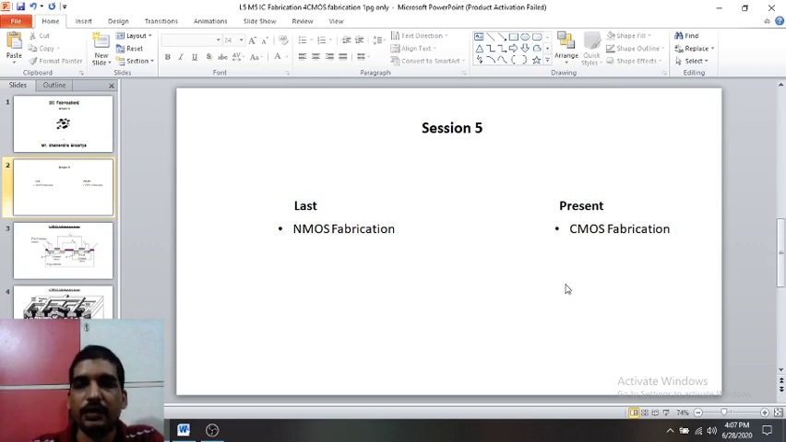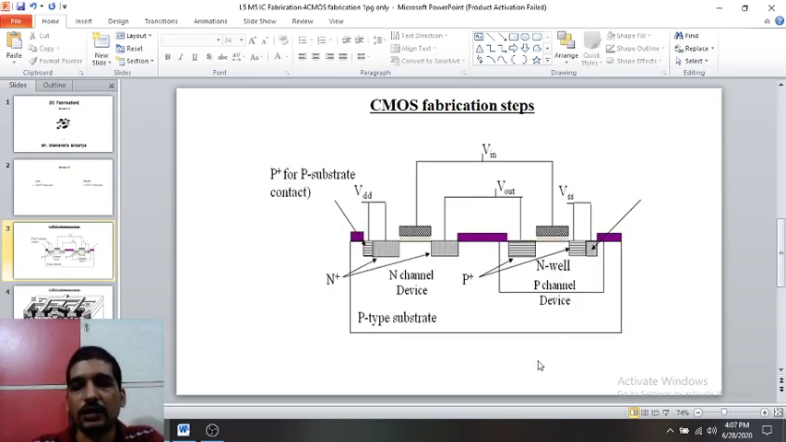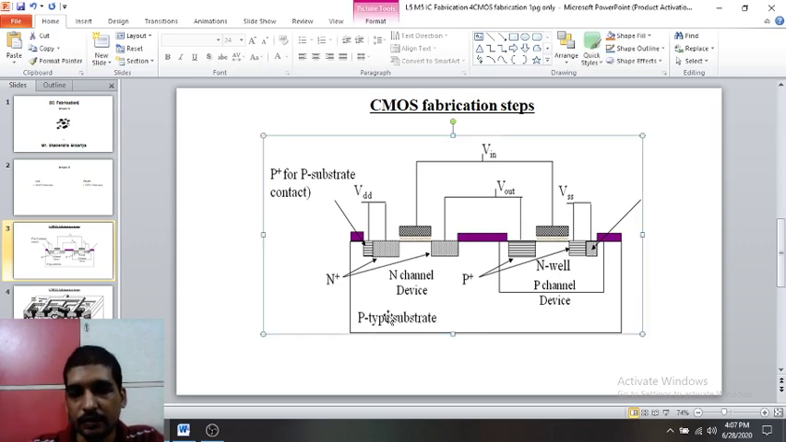Now before proceeding further, let us first have a look at the CMOS circuit diagram. If we see the 2D view of CMOS, inside the P substrate there is one N well. Then here are the two doped N regions, which form the NMOS, and there is one P plus substrate contact. Inside the N well there are two P regions with one N plus doped region to form the PMOS, right? And then we connect the gate of NMOS and PMOS together.